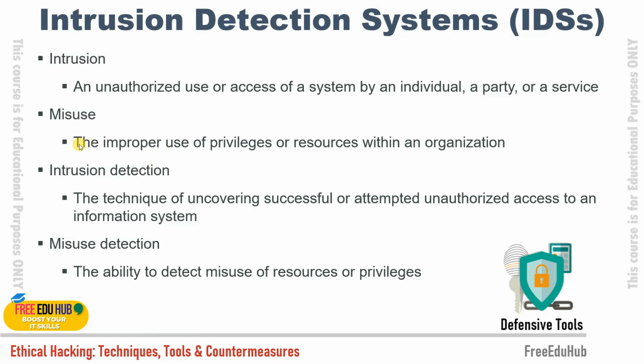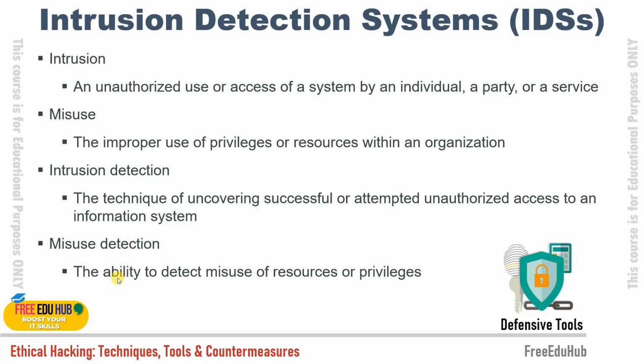Then we have misuse, the improper use of privilege or resources within an organization. So if someone is using a system for which they don't have access to the resource itself, the system would notify it. Intrusion detection is a technique of uncovering successful or attempted unauthorized access to the information system. So it won't only notify you about an intrusion which is taking place or has successfully taken place, it would even notify you if an intrusion attempt was made in order to penetrate a system.